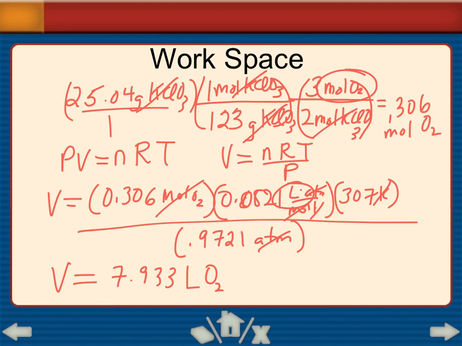So the answer is going to be 7.93 liters of O2. Okay, that's another one of these practice problems. I have one more to do, and then hopefully that's good enough and you can practice some on your own.